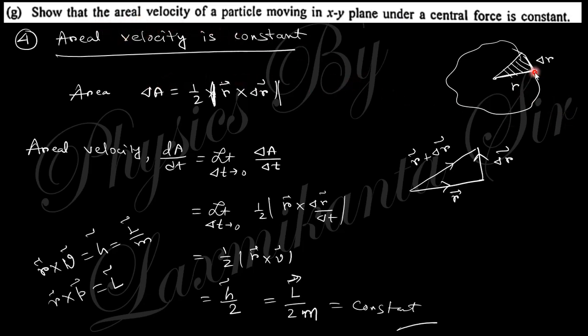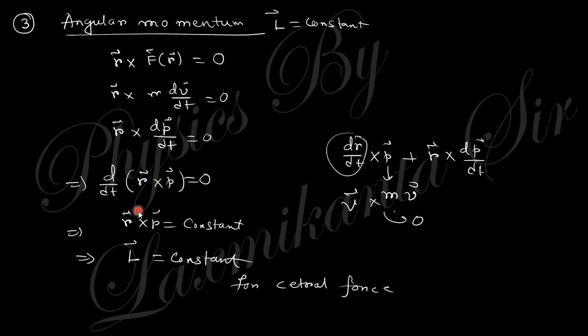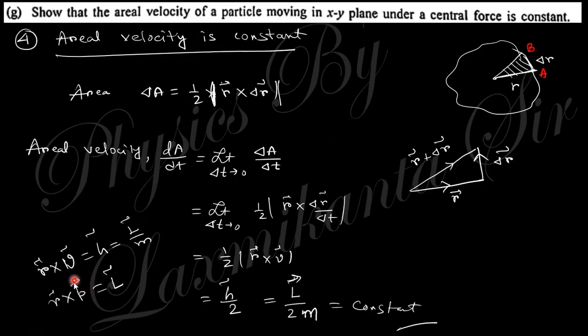How? If the particle goes from point A to point B, then the area is equal to half r cross delta r. So the areal velocity is this divided by time, and you will obtain this. r cross v is nothing but L by m, because r cross p is L, which is constant. So L by m taken as h. So this is the constant.